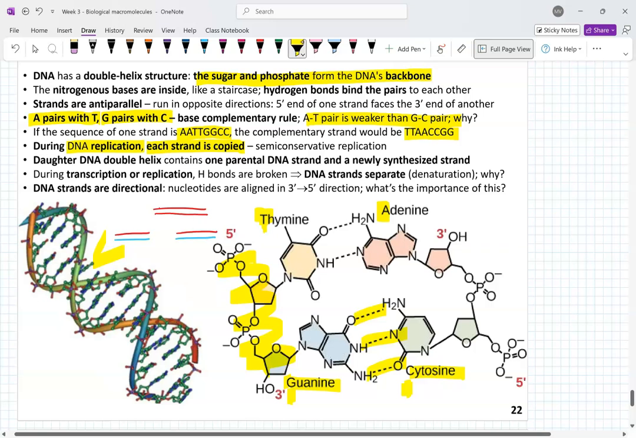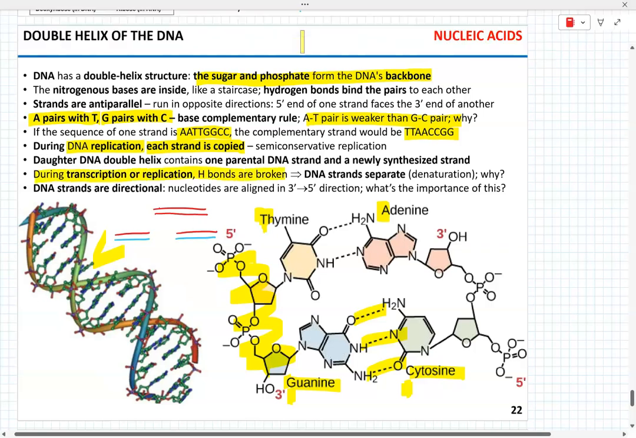It's important to highlight, and you can see that strands have to be separated. So in order to separate the strands during the processes of transcription or replication, the hydrogen bonds between bases have to be broken. Breaking those bonds allows strands to separate. We call it denaturation. The denaturation exposes nitrogenous bases, and that allows enzymes of replication or enzymes of transcription to read the sequence of nitrogenous bases in the DNA.